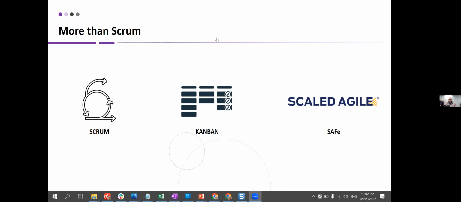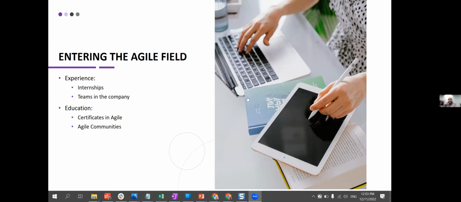All right. Okay. So, any other questions before I move to, okay, how do we actually enter the agile field and such? This is the interesting part about careers. All right. So, entering the agile field, it basically comes down to experience and education.